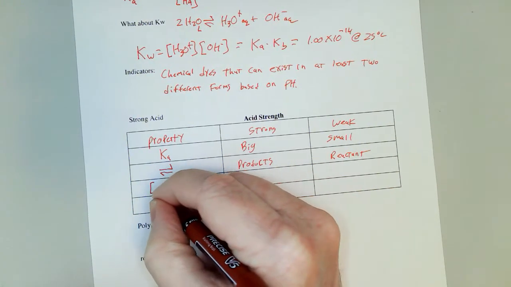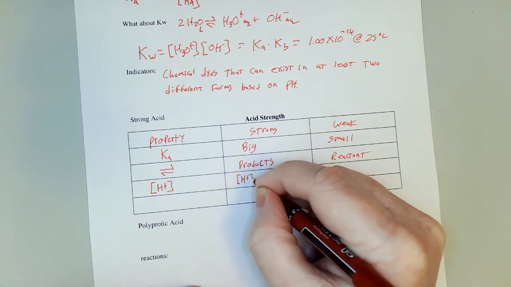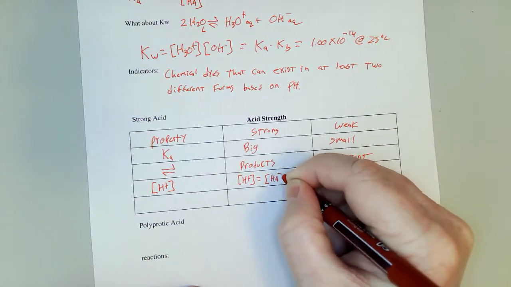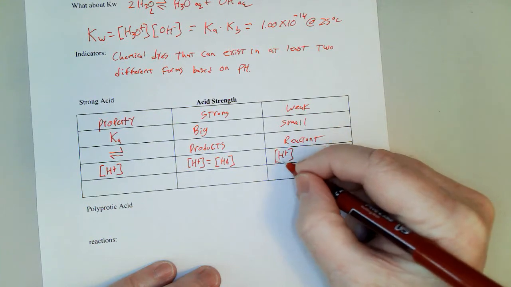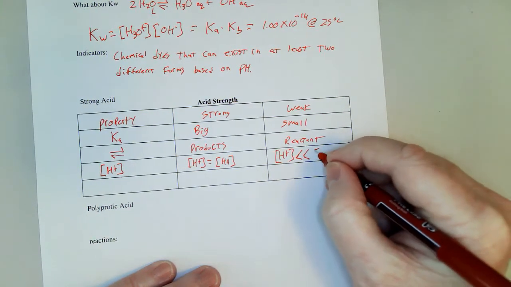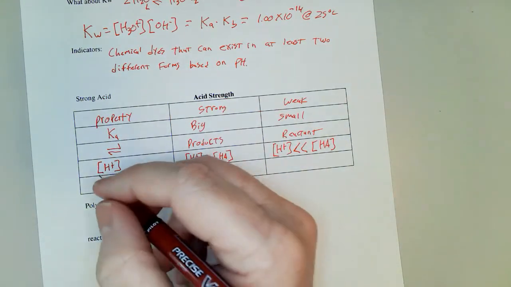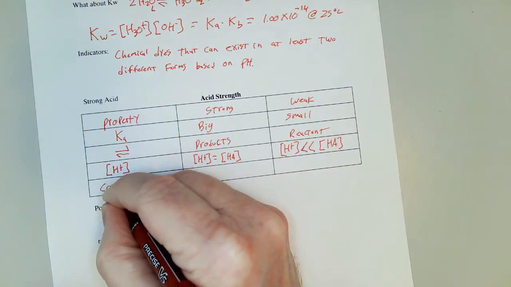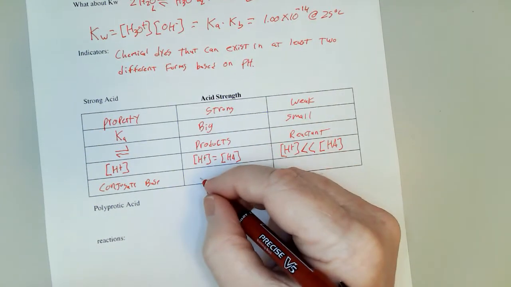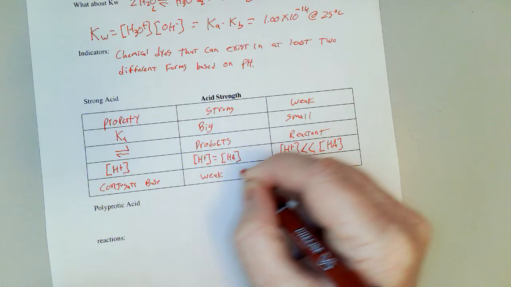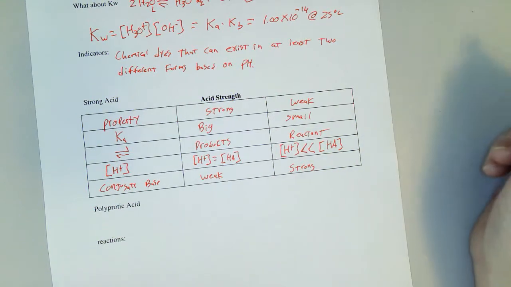Now the concentration of H plus. For a strong acid, the H plus is equal to the HA because it fully dissociates. But for a weak acid, the H plus is much, much less than the concentration of the original acid because it only dissociates partially. Now we also have the conjugate base. The conjugate base of a strong acid is weak, and the conjugate base of a weak acid is strong.